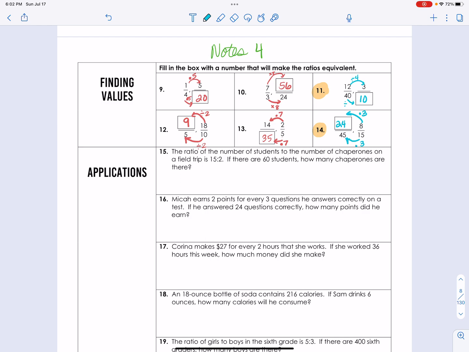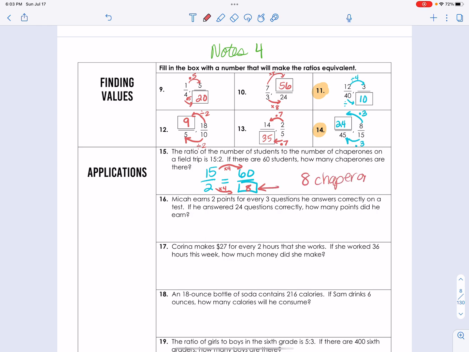Okay. All right. So on question 15, now we're doing applications. The ratio of the number of students to chaperones on a field trip is 15 to 2. I'm guessing that no one takes a field trip with 15 people. Not very often. Okay. So if there are 60 students, how many chaperones do I need? What did I do to go from 15 to 60? I multiplied by 4. So I would do the same thing here and multiply by 4. And so I would need 8 chaperones.